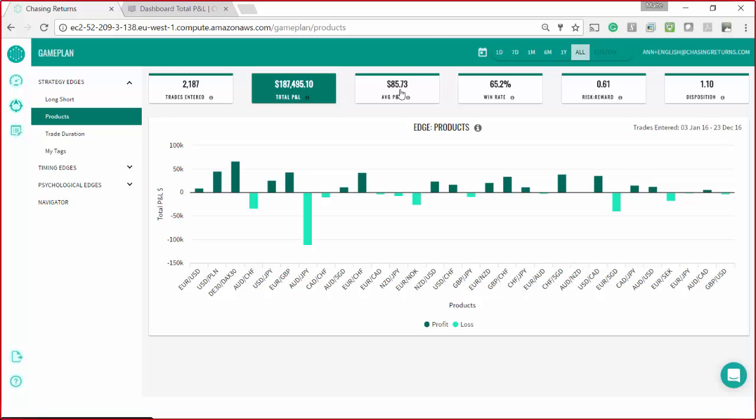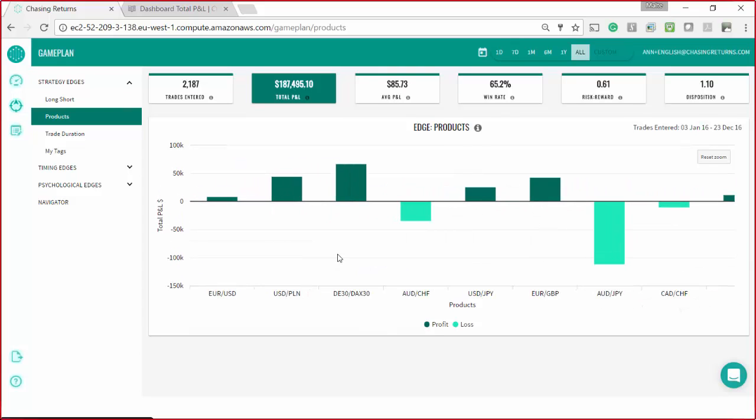And actually, if there's a lot of products, you can zoom in. So if you put the mouse anywhere on that chart, you can do a little zoom. If somebody's trading a lot of products, you may want to zoom in on it. But here you can really see which products are profitable and which ones are not. Okay, really, really simple.